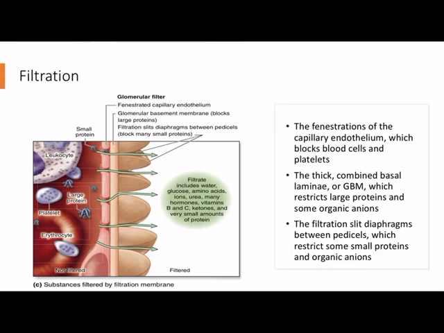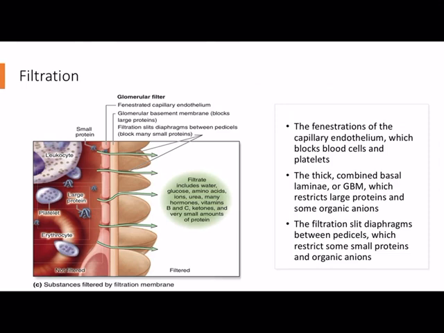So you see, large proteins will not be able to get out of your blood into the filtrate. Only small proteins will be filtered. Other things that will be filtered through the kidneys include water, glucose, amino acids, ions, urea, hormones, vitamin B and C, ketones, and very small amounts of proteins.